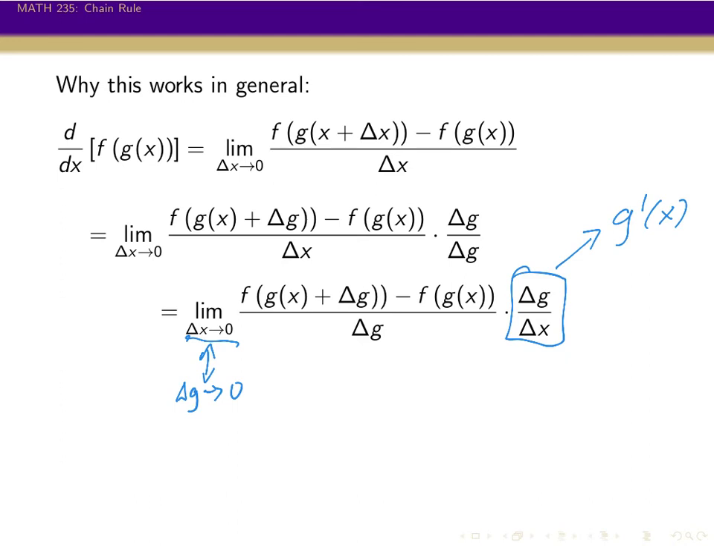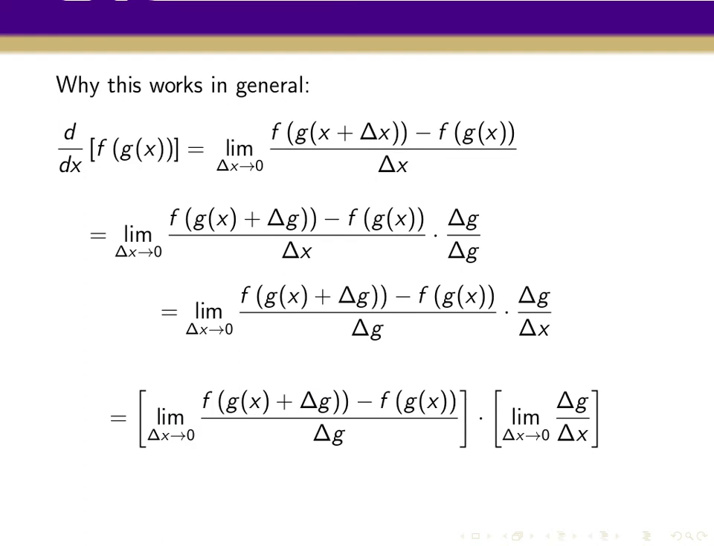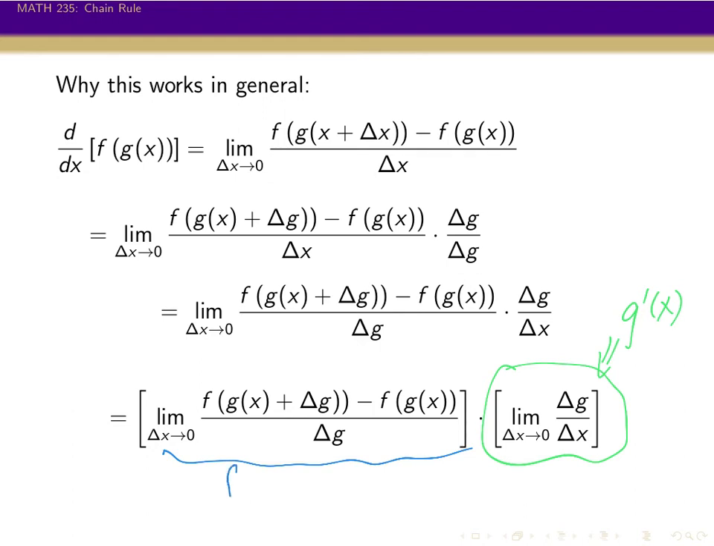And so this right now is looking similar to the definition of derivative, just instead of x being plugged in, it's g of x being plugged in. And delta g is playing the role of delta x here. Right? And so when we break this up, as we said before, this limit on the right is g prime of x. And then this limit on the left looks like the definition of the derivative of f of x, but instead of plugging in x here, we're plugging in g and delta g's, and so this is going to be f prime of g of x.